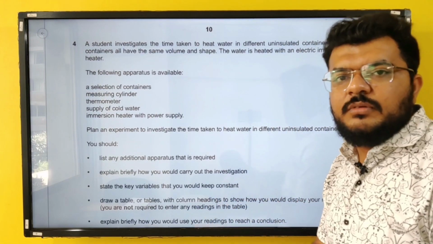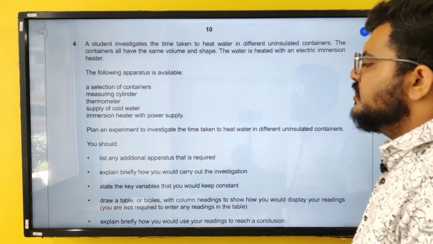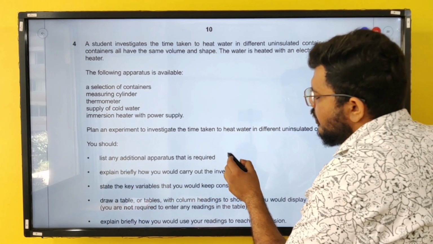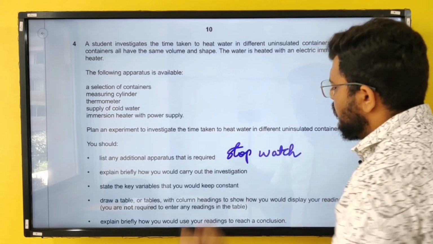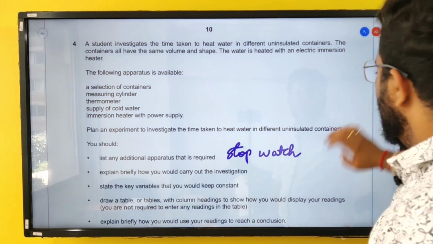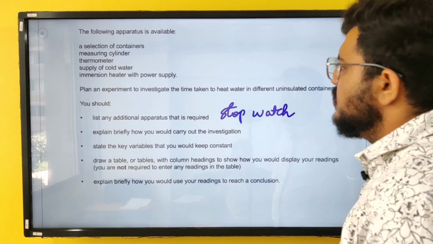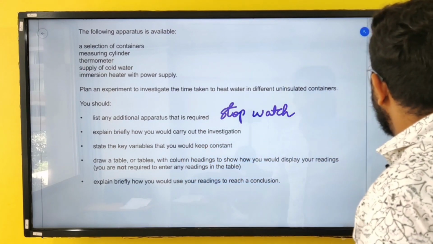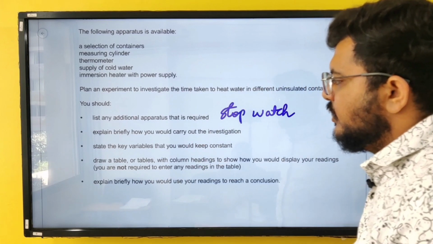So you have different material containers. List any additional apparatus that is required. I will require a stopwatch. So I am making notes, right? Not writing the answer. I require a stopwatch. Then explain briefly how you would carry out this investigation. Okay, we will write that when we plan this whole experiment.